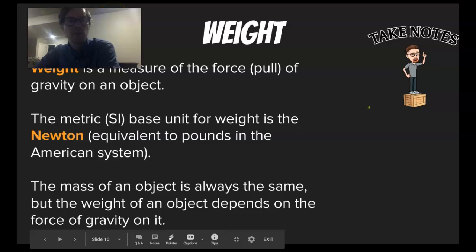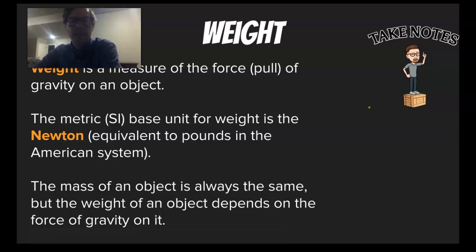Okay, so let's review weight again. What is weight? It is not the amount of matter, which is what mass is. Weight is actually a measure of the force of gravity on an object, the pull towards something else of gravity on an object. And the metric unit for it is the Newton, right? Just like we said, any force uses newtons. We use newtons to describe weight in the metric system, and that's equivalent to saying what your weight is, or the weight of some object in pounds in the standard everyday American system.